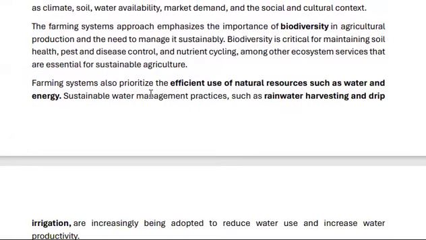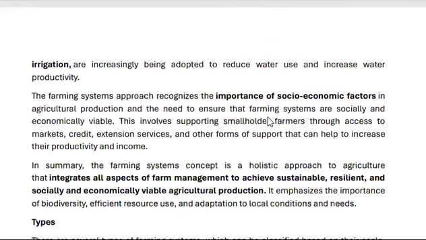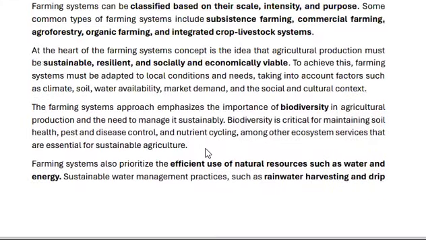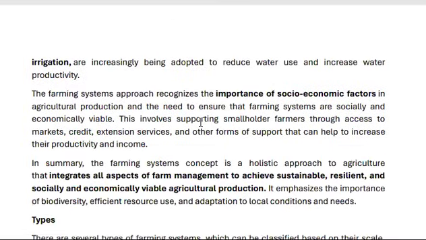Then farming system also prioritizes the efficient use of natural resources such as water and energy. It utilizes sustainable water management practices such as rainwater harvesting and drip irrigation that are increasingly being adopted to reduce water use and increase water efficiency. So that's it for the concept of putting up an integrated farming system.